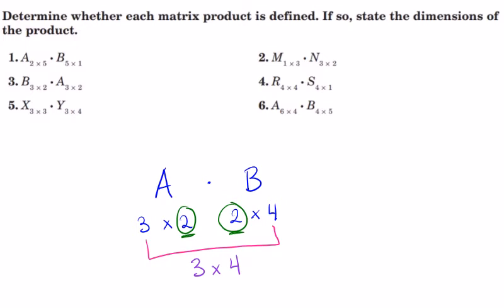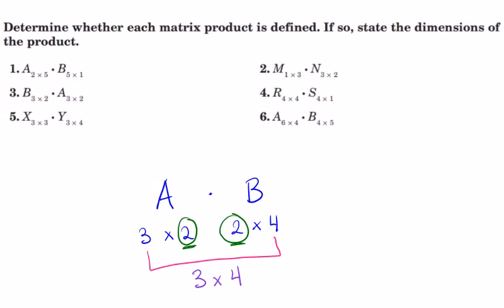All right, let's take a look at some examples. It says determine whether each matrix product is defined. If so, state the dimensions of the product. Number one, matrix A is a 2 by 5, and we have B, which is a 5 by 1. Do these middle numbers match up? Yeah, the columns of the first match up with the rows of the second. So it is defined.